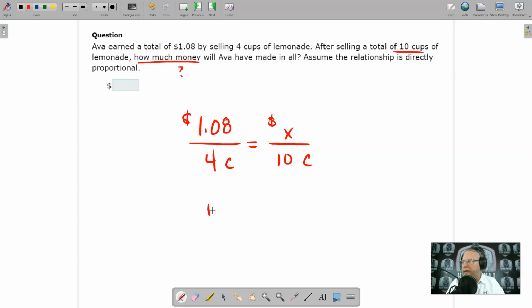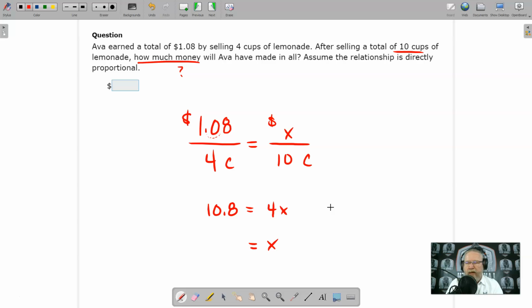1.08 times 10, well that's going to be 10.8, right? Just move that decimal over one place. And then 4 times x is going to be 4x. Let's divide both sides by 4. Is that going to be $2.70 maybe? Let's check.